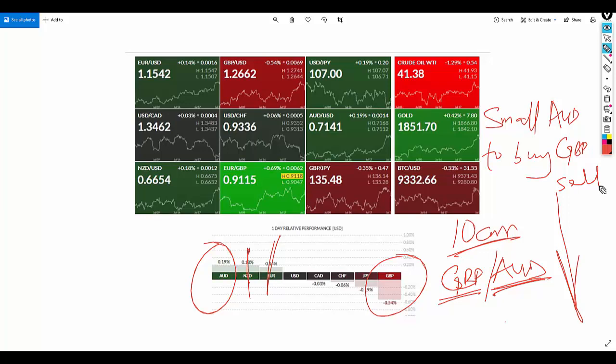We need to short the market because this currency, Australian dollar, is higher than pounds, and we need a small Australian dollar to buy pound. In that case, we need to sell.